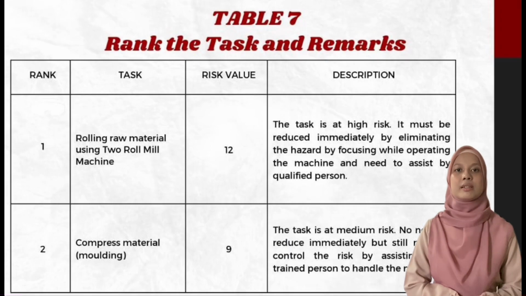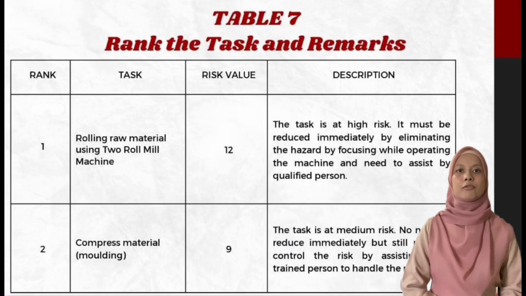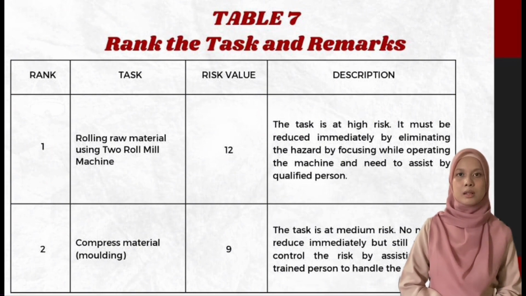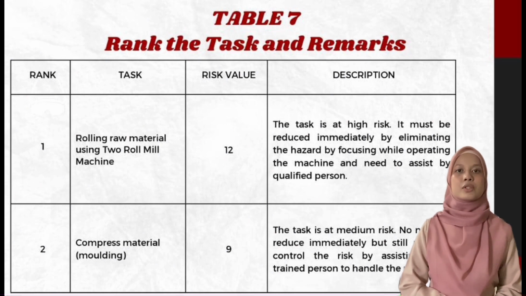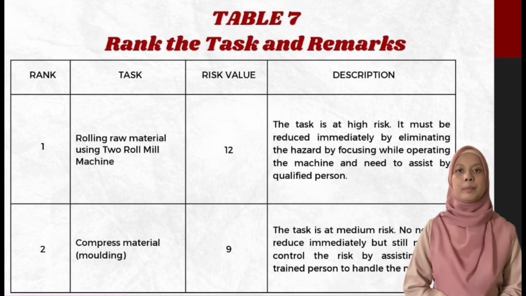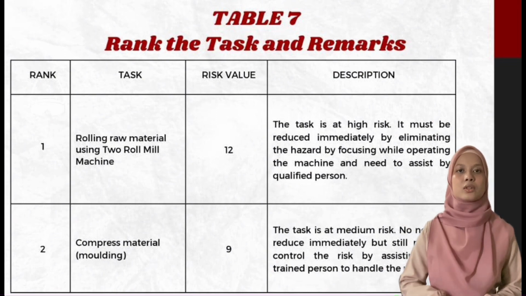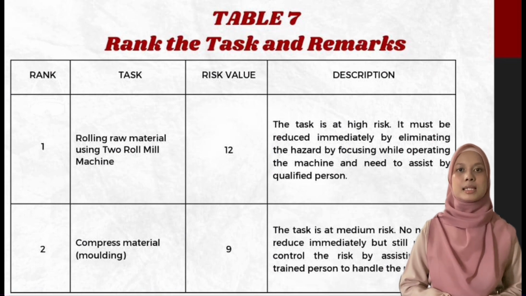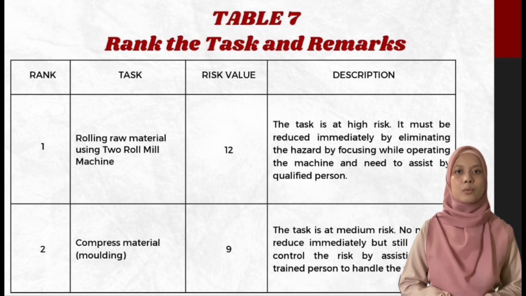Table 7 shows the rank of the tasks and remarks. For the first rank, the task is rolling raw material using the 2 roll mill machine with a risk value of 12. So the task is at high risk and it must be reduced immediately by eliminating the hazard by focusing while operating the machine. The second rank is compressed material with a risk value of 9. So the task is at medium risk, so there is no need to reduce immediately but it still needs to be controlled by being assisted by a trained person while using the machine.